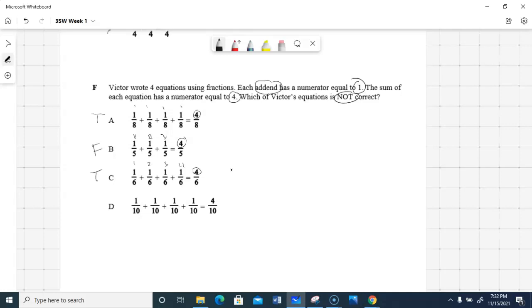And the last one, D, says 1/10 plus 1/10 plus 1/10 plus 1/10 equals 4/10. They all have a numerator of 1, and the sum has a numerator of 4. Looks like I have 1, 2, 3, 4/10. So that is a true statement also. So the one that is not true is answer choice B, because the sum of 1/5 plus 1/5 plus 1/5 is not 4/5.